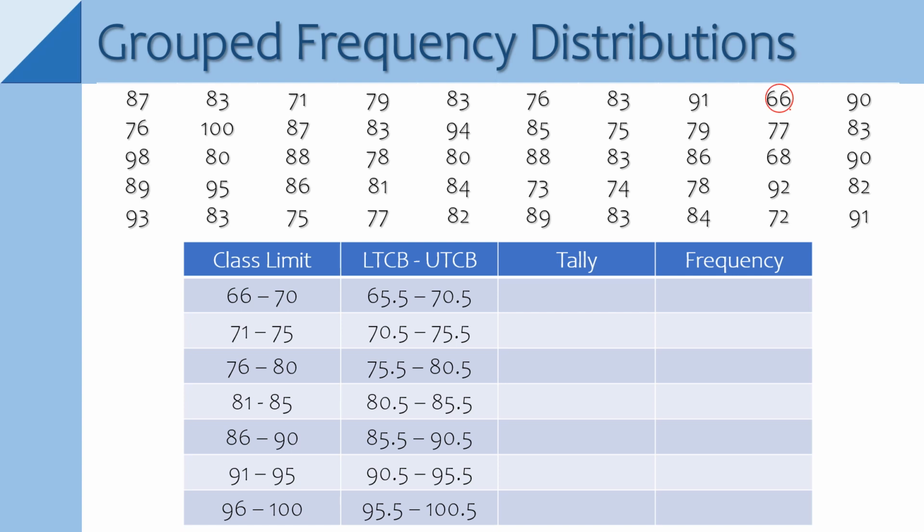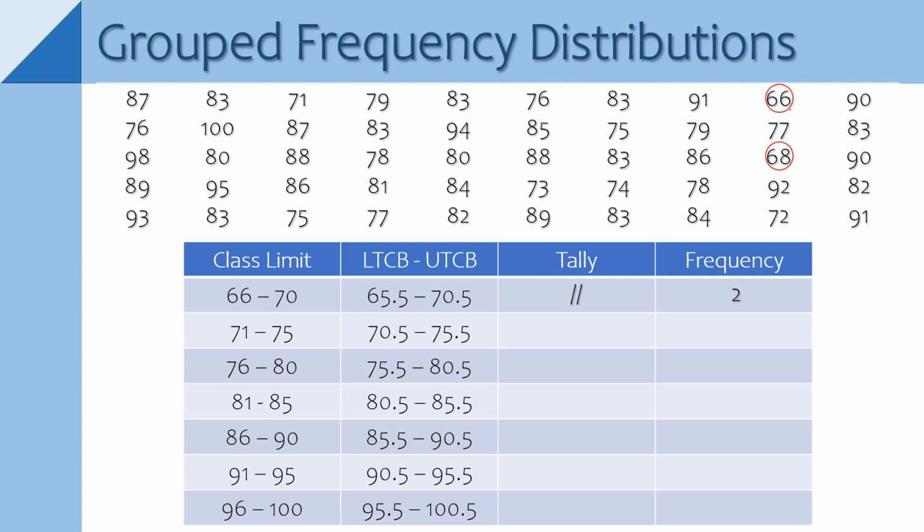Okay, 66 and then 68. So no other number from 66 to 70, so therefore itali natin siya and then get the frequency as 2.